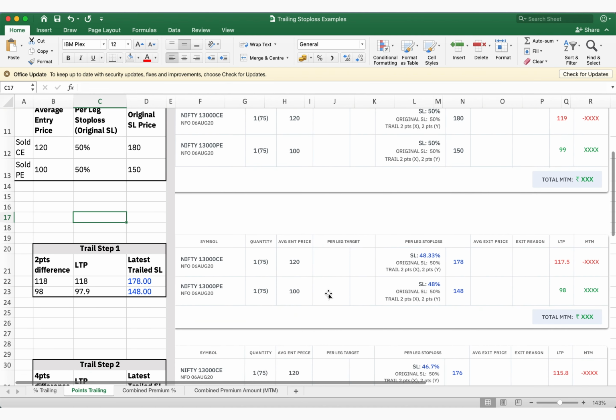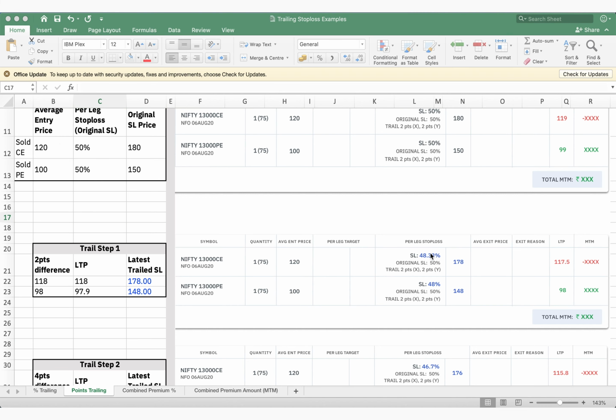So as the trade progresses, you can see that the SLs have trailed by Y points, which is 2, as the LTP has reduced by X, which is 2 points from the average entry price for both the legs. You can also see that the SL has been revised from the original SL. The SL is showing in percentage because the original SL has been mentioned in percentage. So if you configure the original SL in points, then your revised or recalculated SL will also show in points.